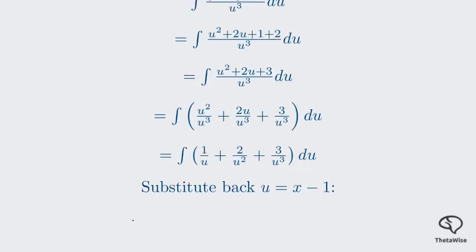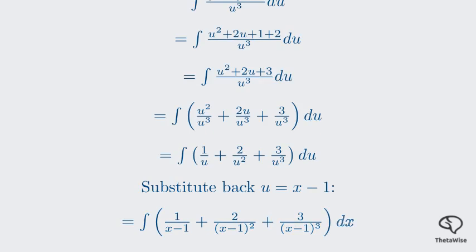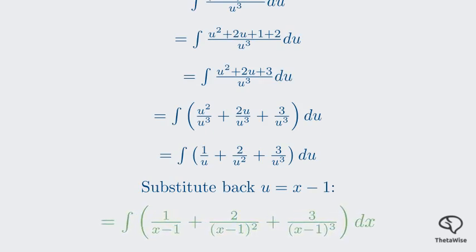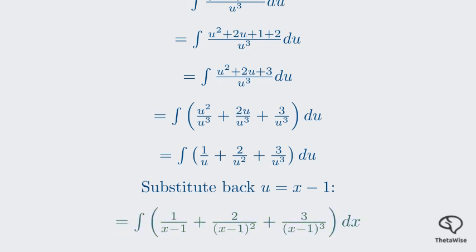Finally, we substitute back x minus 1 for u. This gives us our partial fractions. 1 over x minus 1 plus 2 over x minus 1 squared plus 3 over x minus 1 cubed. As you can see, this method provides the partial fractions directly without having to solve a system of equations. It's a very elegant and efficient technique when it applies.